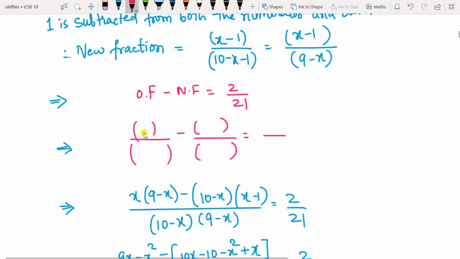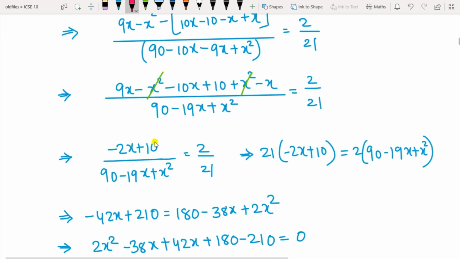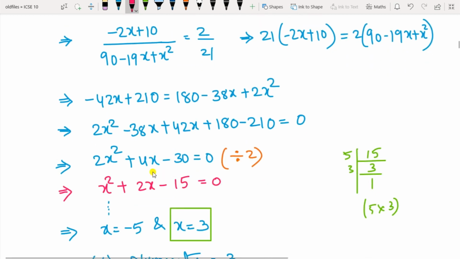So original fraction is x upon 10 minus x, new fraction is x minus 1 upon 9 minus x, equal to 2 by 21. So this becomes your equation now. So you have to find the LCM and cross multiply it and multiply the terms inside the bracket, bring the like terms together and solve it. Again you have to do the cross multiplication in this part and bring all the like terms together, convert into a quadratic form, make it smaller numbers for the quadratic form by dividing it by 2.